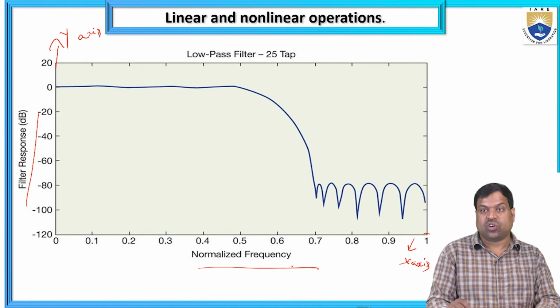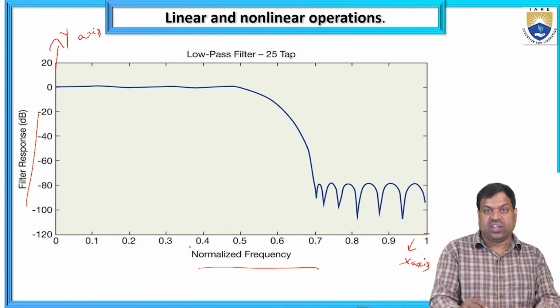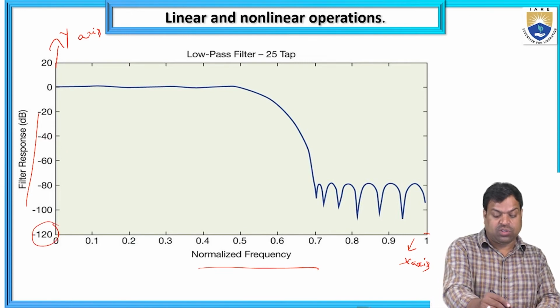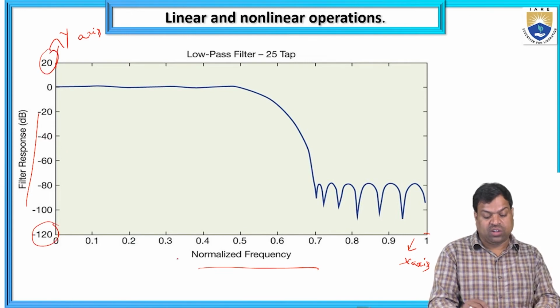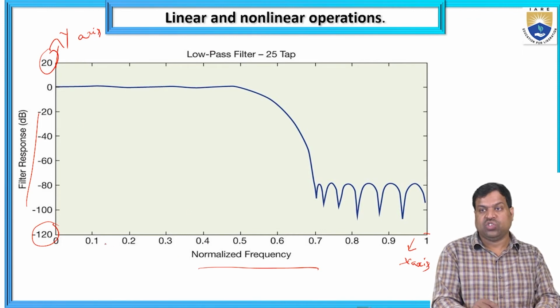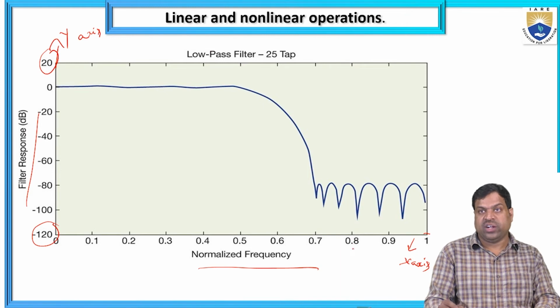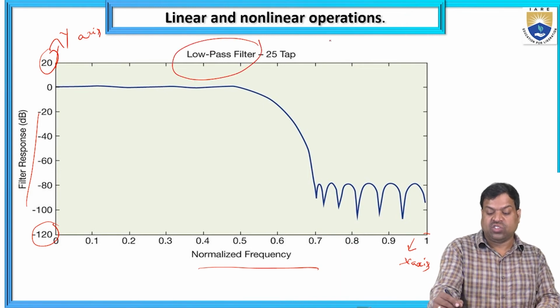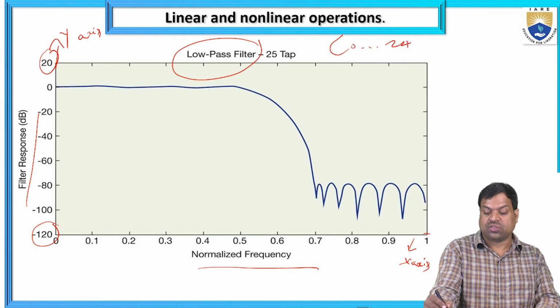The X-axis I am taking as normalized frequencies, 0 to 1, that is 1 Hz. Here I am taking the filter response from minus 120 to 20. So filtering from minus 120 to 20, with frequencies from 0 to 1 Hz. It is a low pass filtering with a 0 to 24 range.